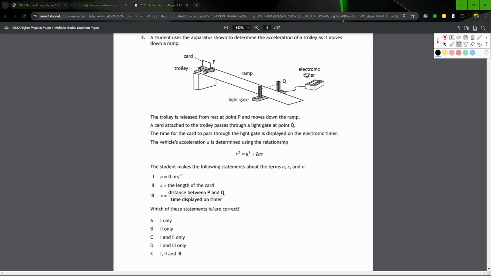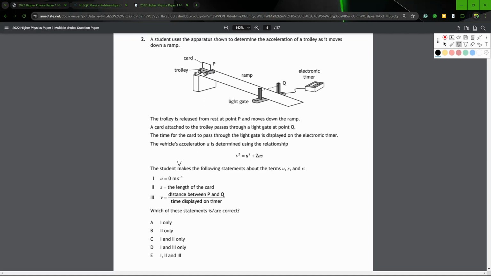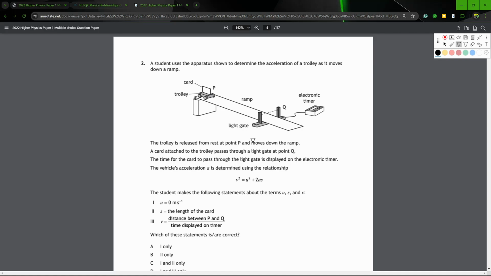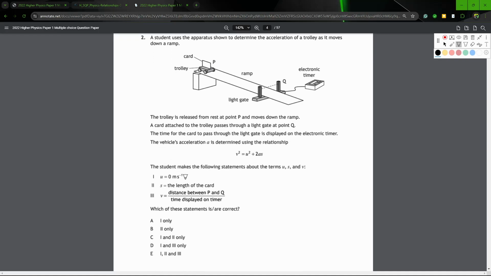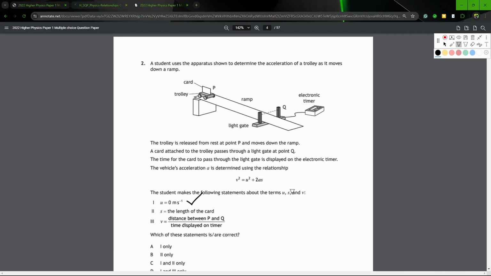We're calculating acceleration here, and it says the trolley is released from rest at point P. So that means its initial velocity is going to be 0 meters per second. s equals the length of the card. Now, this is incorrect, unfortunately, because s in this case is the amount that the object is moving during the acceleration, and we're measuring as it accelerates down here. So s would actually equal the distance between the light gate and the card.